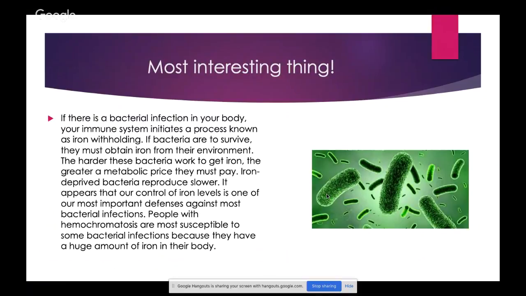And so the harder these bacteria work to get iron, the greater a metabolic price they must pay. They use more energy and it's more difficult for them. Iron-deprived bacteria reproduce slower as well, so it also slows the rate of infection. It appears that our natural control of iron levels is one of our most important defenses against most bacterial infections, because without iron, these bacteria essentially cannot breathe and they die. So people with hemochromatosis, where they have too much iron in their body, are most susceptible to some bacterial infections, because those bacteria just thrive with all the iron in their body.